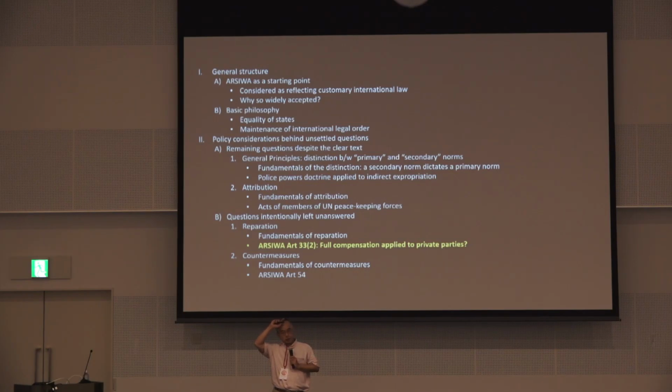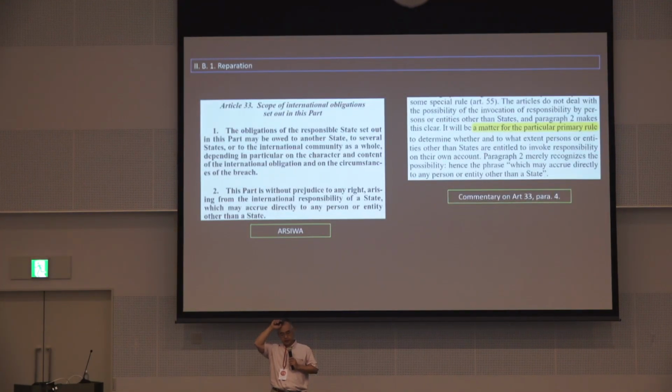But the question, according to the International Law Commission, remains with regard to private parties. What do they mean by that? Article 33(2): This part, including compensation, reparation, is without prejudice to any right arising from the international responsibility of a state, which may accrue directly to any person or entity other than a state. Therefore, the reparation rules apply to state-to-state relations, but not necessarily to private person-state relations.